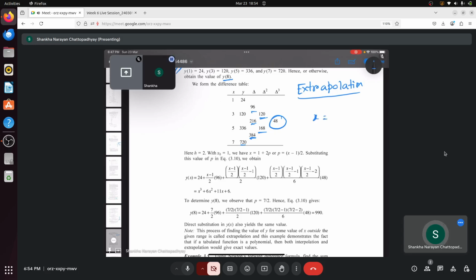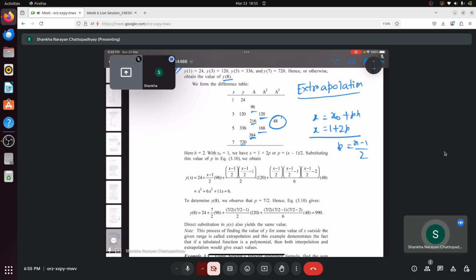x equal to x0 plus ph. h is 2, so x equal to 1 plus 2p. So how will you calculate this p as x minus 1 by 2? So 24 plus x minus 1 by 2 into your 96, then p into p minus 1 into 120, and then p into p minus 1 into p minus 2 by factorial 3, which is 6, into that finally you get 48.